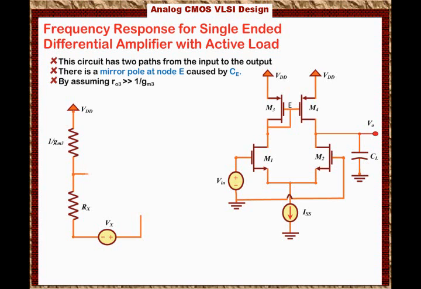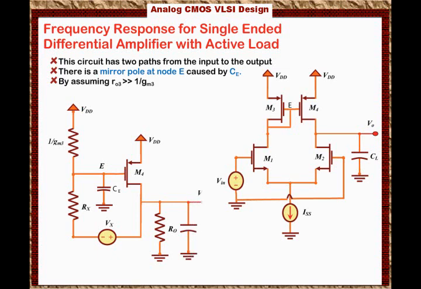At the gate of M3 we have the capacitance CE connected to ground, which is connected to the gate of M4, and M4 and the voltage source are connected together to the output, and at the output we have RO and we have CL.